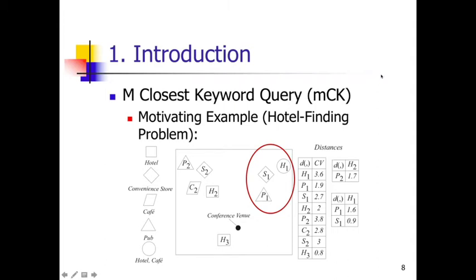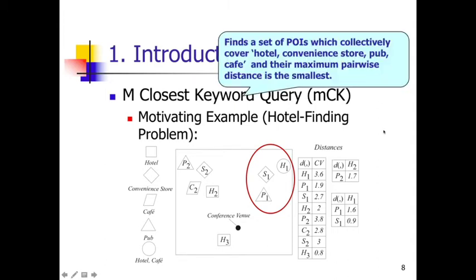The third one is called the m-closest keywords query, which finds a set of points of interest which collectively cover a hotel, convenience store, pub, and cafe, and whose maximum pairwise distance is the smallest. Thus, it is not aware of the query location. In our example, it also finds H1, S1, P1, and H1 is the point of interest containing the keyword hotel, but it is far away from the conference venue.